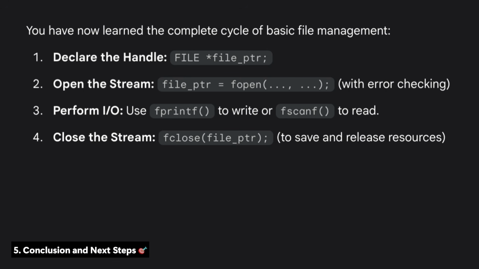Five, conclusion and next steps. You have now learned the complete cycle of basic file management. Declare the handle, the file pointer. Open the stream, using the file pointer and the fopen function. Perform: use fprintf to write or fscanf to read. Close the stream: call the fclose function and pass the file pointer to it. This action is to save and release resources. This concludes our theoretical lessons on file management.